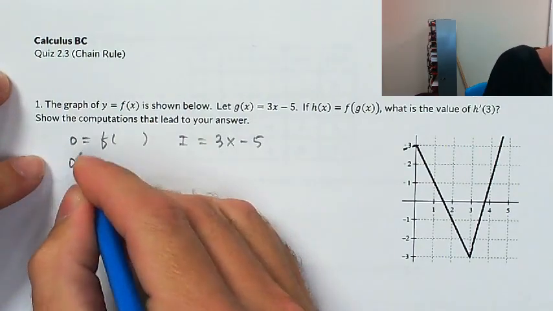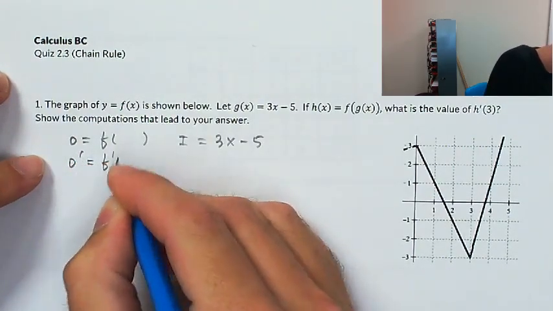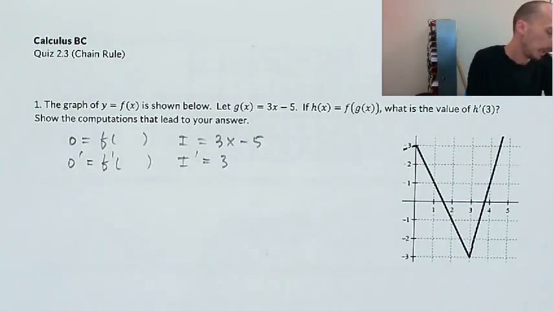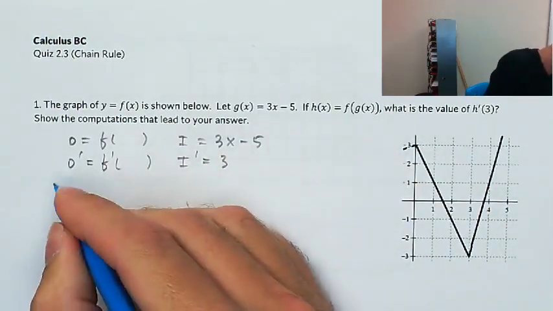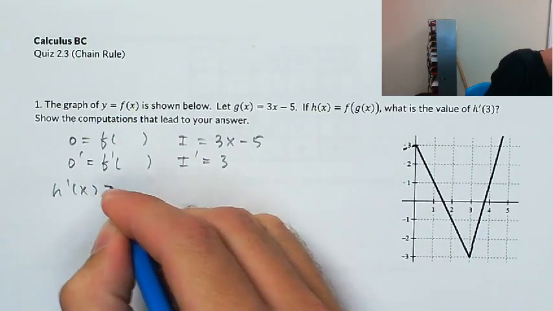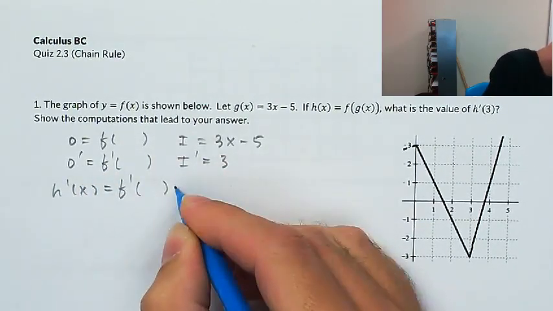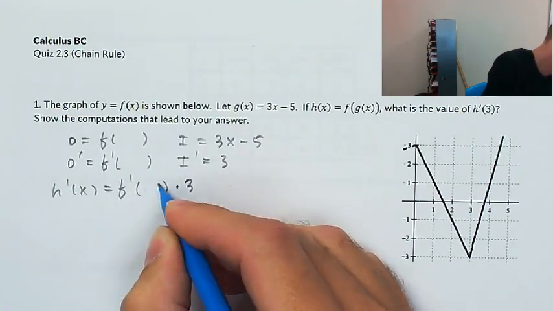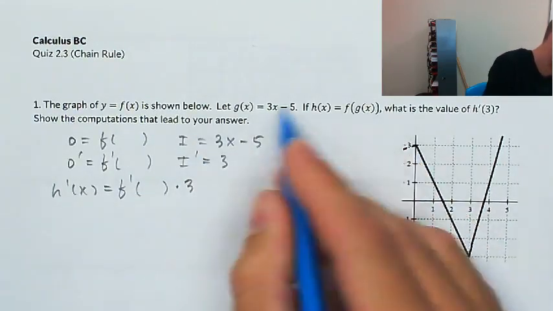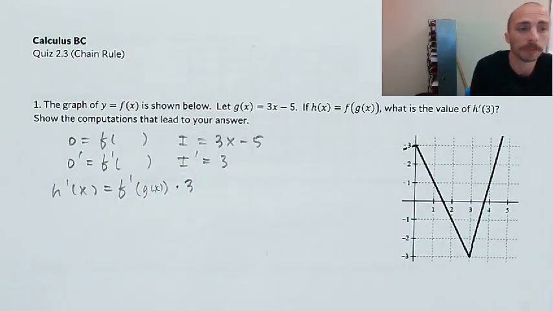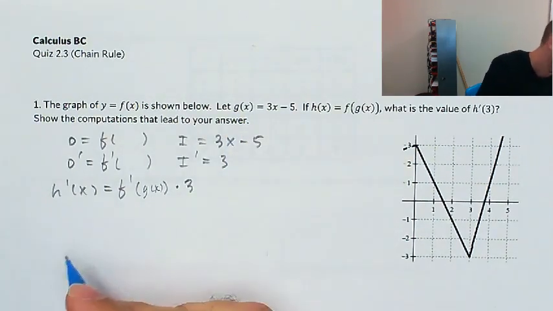Then outside prime is going to be f prime. Inside prime is going to be 3. And then the derivative, h prime of x, that's going to equal the product of outside prime and inside prime. So it's f prime of something multiplied by 3. And whatever goes inside these parentheses is the same as what went inside originally. So that's going to be just g of x. Or you could put 3x minus 5. Doesn't matter. Same thing, right? Because g of x is 3x minus 5.